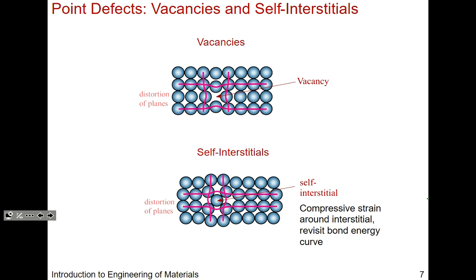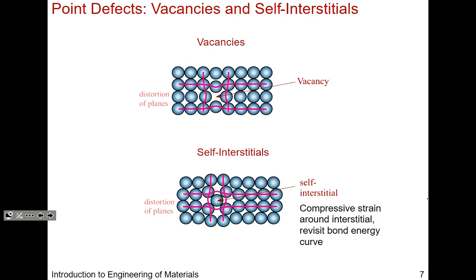If you have a vacancy, it means you're missing an atom that was there. So you have a system of all the same elements, the copper. Now you don't have a copper where it once was. That's a vacancy.